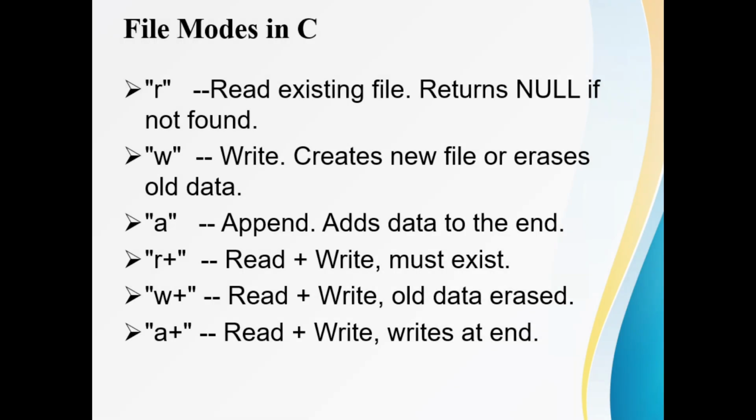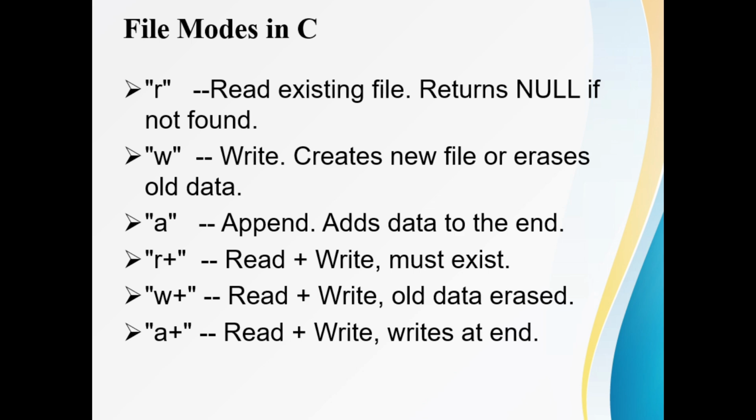Next slide is file modes in C. Let's look at the file modes available in C. First one is r. It helps to open an existing file for reading. If the file doesn't exist, fopen returns NULL. And the next one is w. w means writing. It helps to open a file for writing. If the file exists, all data will be erased.